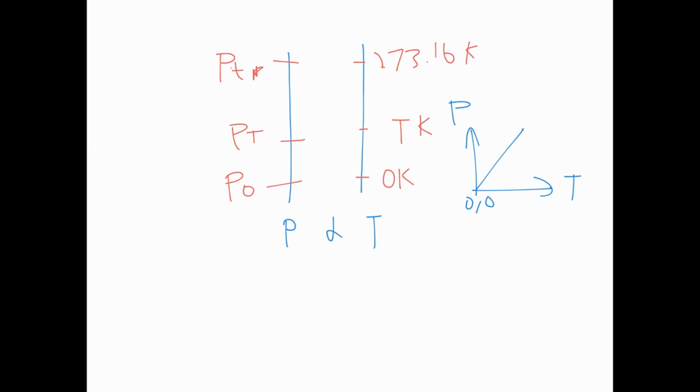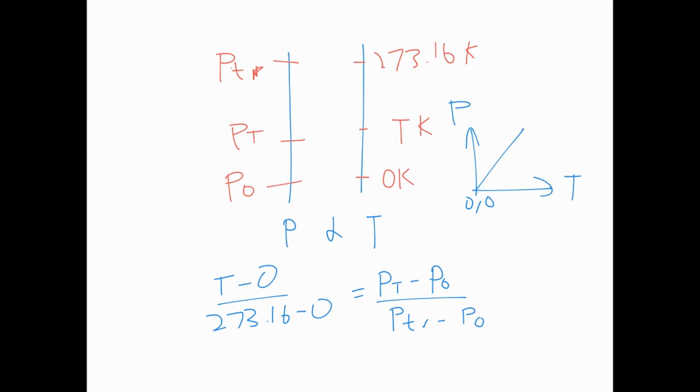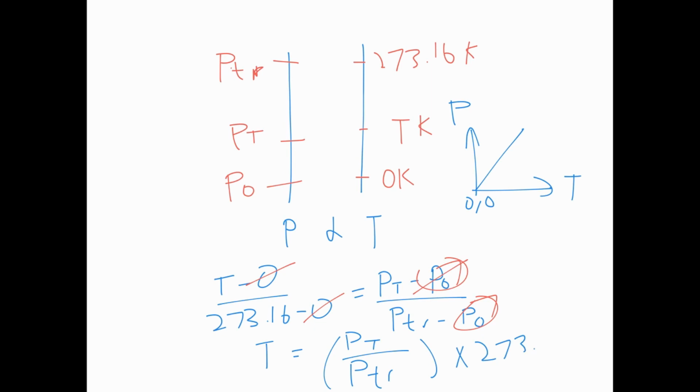So we can rewrite the equation as T minus 0 over 273.16 minus 0 equals P_T minus P_0 over P_TR minus P_0. Since the 0 can be cancelled and the pressure at 0 Kelvin is also 0, we come up with the formula that the temperature in Kelvin is the pressure at the unknown temperature over the pressure at the triple point, the whole thing multiplied by 273.16 Kelvin.